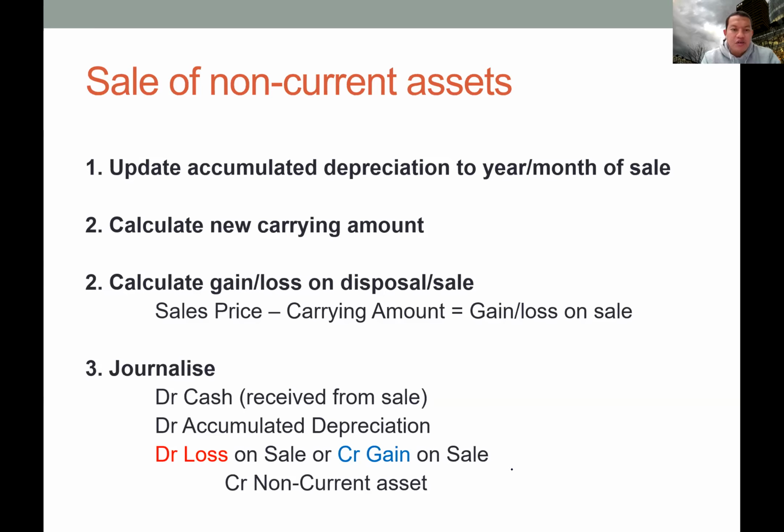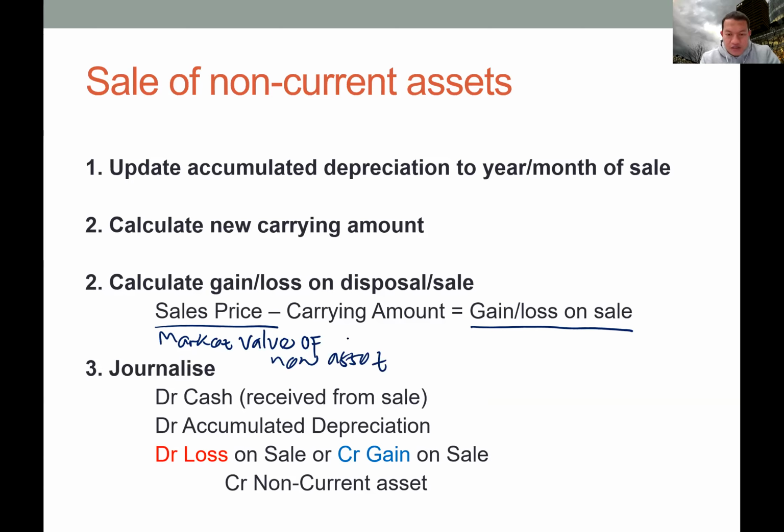And then after that, we calculate the new book value or carrying amount. Once we have the book value, we can calculate the gain or loss, which is the sales price minus the book value or carrying amount. In case of an exchange, we use the market value of the new asset minus the book value of the old asset. Then we get the gain or loss.